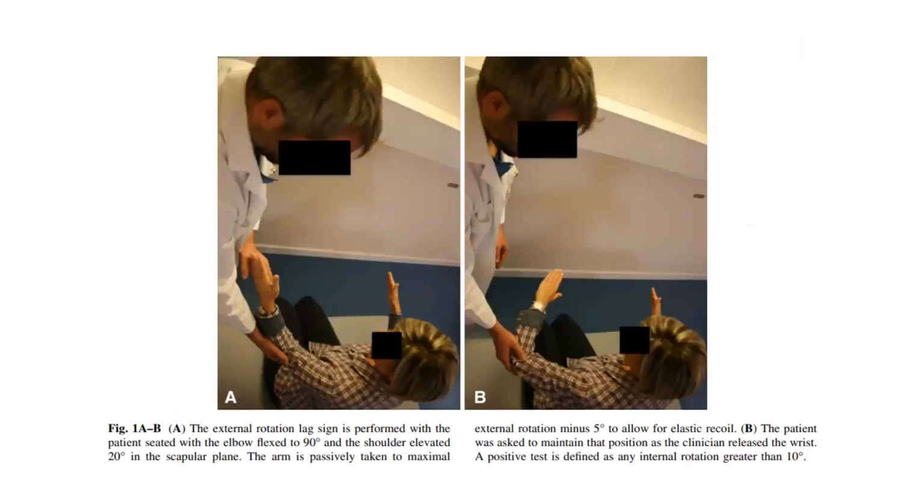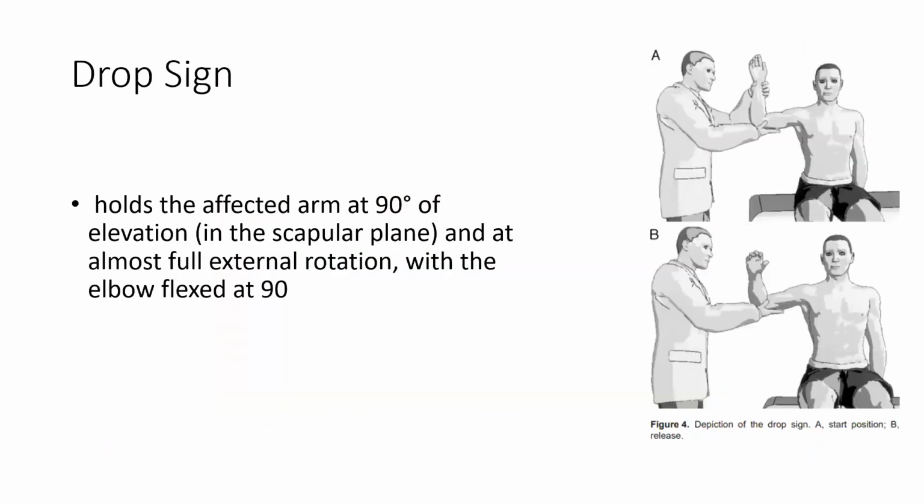This is also showing the same test. The patient's arm is held in near maximum external rotation, and the examiner leaves the arm. Then the patient's arm goes into internal rotation. It lags down. That is a positive sign. Next is the drop sign. Here also the affected arm is held at 90 degrees of elevation in the scapular plane and almost full external rotation with the elbow at 90 degrees. Then the arm is let go and it actually falls down. It drops down. That is also a sign of weakness of the external rotators of the shoulder.